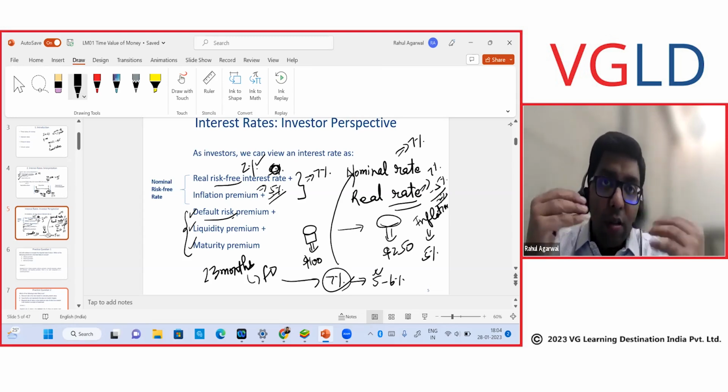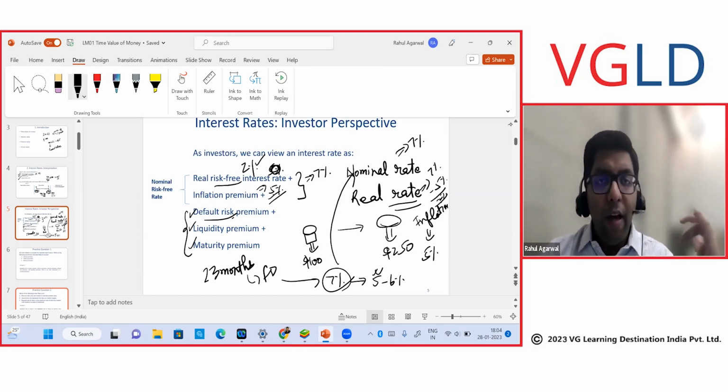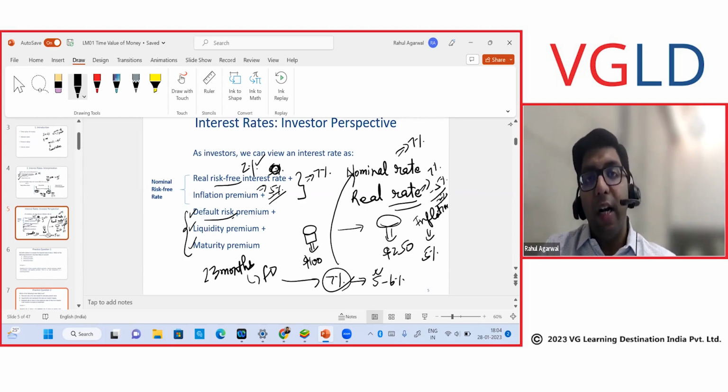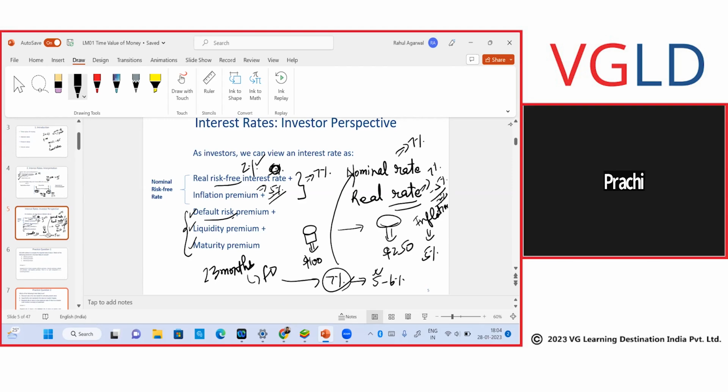If the risk is very low, suppose it's Mukesh Ambani's company, very low risk for now, company is in very good shape, so the default risk will be low. So you will lend money to Ambani at 8%, but lend the same money to Adani at 10%. Am I clear, everyone? Yes, sir.